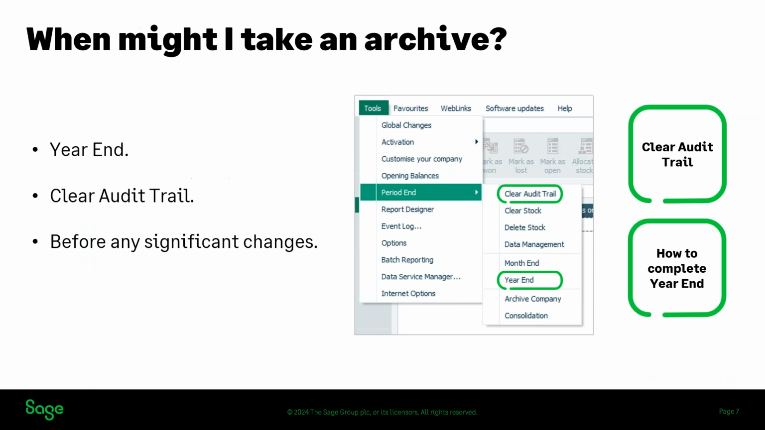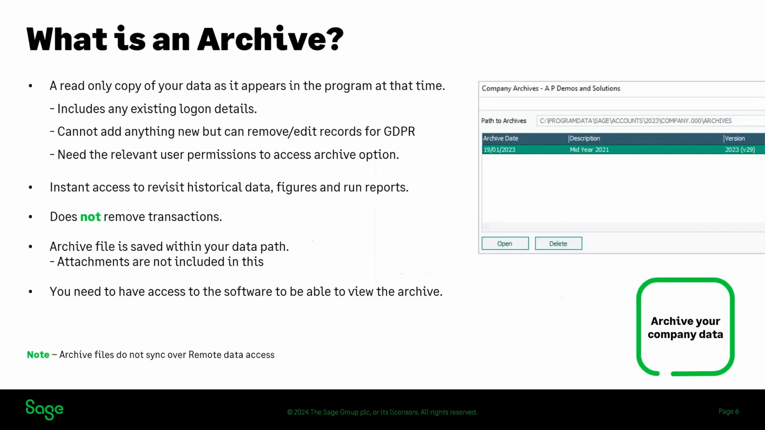Sorry, bear with me, there we go. I accidentally scrolled through the slides there. So you cannot add anything new. And the only elements that you can edit or remove are records, like your customer and supplier records, for GDPR purposes. It allows you to revisit historical data, view figures, run reports. But please note, anything you change in the archive does not update in the live data and vice versa. So anything you change in the live data will not update in the archived company.